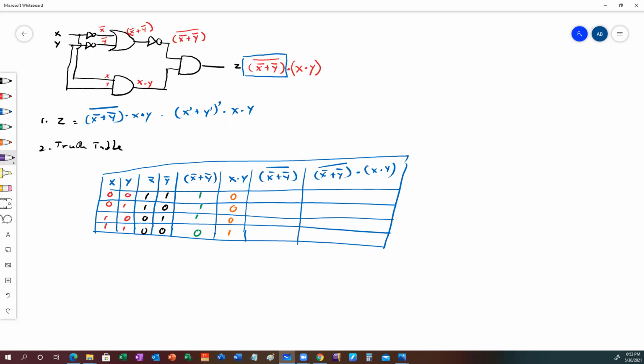Then let's have this one. X is the inversion of this one, so 0 0 0 1. So the last one is these two ANDed, right? Then it will be 0 0 0 1. This is what you get. Right? Is it okay? Did you understand it?